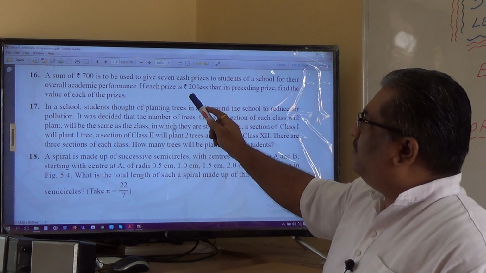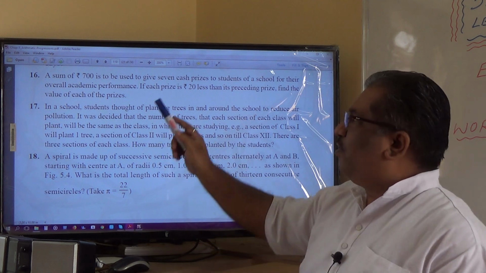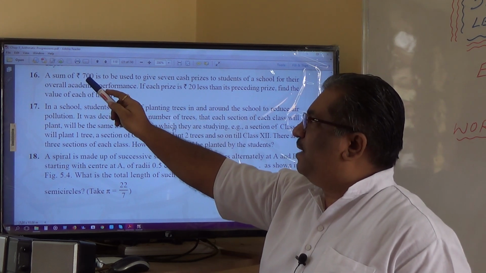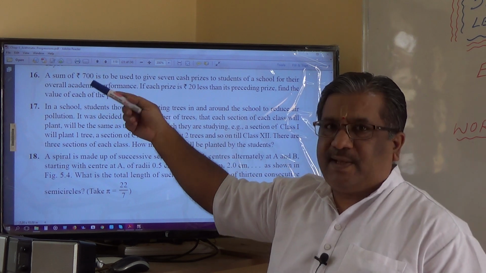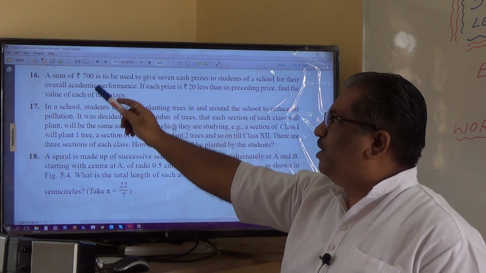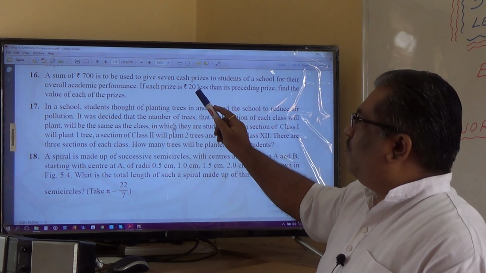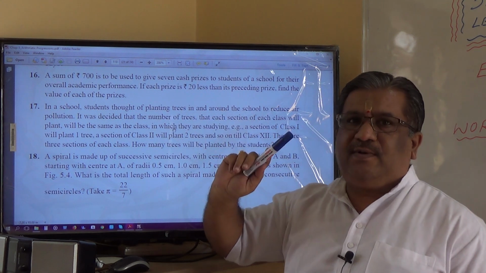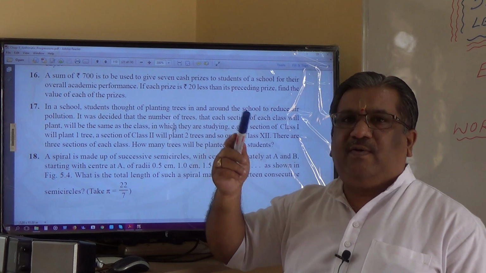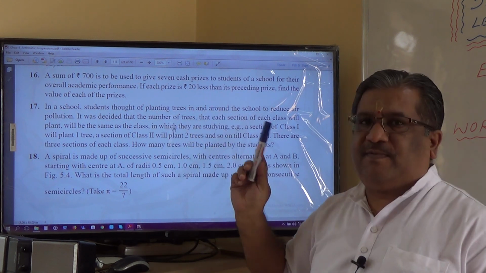Each prize is 20 less than the preceding, meaning the common difference here is negative. So we have been given S7 as 700 because there are 7 prizes in total. Sum of all 7 prizes should be equal to rupees 700. d is minus 20, the common difference. And n is 7, because 7 prizes. We have to find a, that is the first prize. After that we can find the rest of the prizes also.